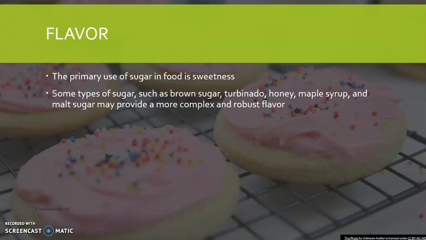So first and most obvious is flavor. The primary use of sugar in food is sweetness. Now, some types of sugar might provide a more complex and robust flavor. So think your brown sugar, your turbinado, those are less refined versions of white sugar, and so they still have some other compounds in them that give it a little bit more flavor. Other things like honey, maple syrup, malt sugar, they all provide a unique flavor that you might want in your food.